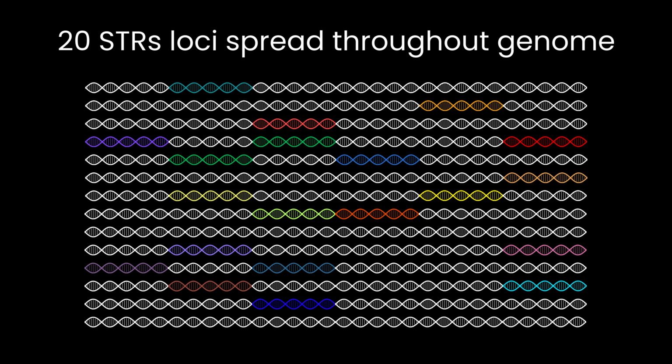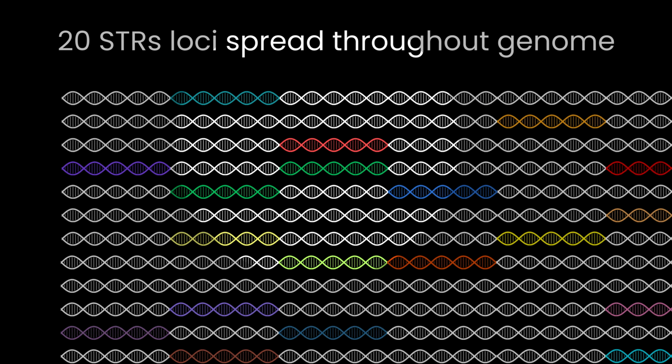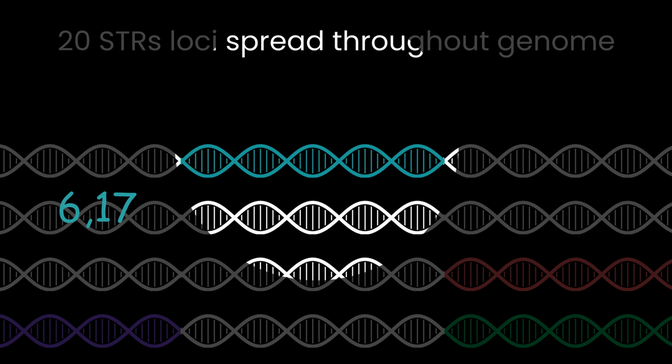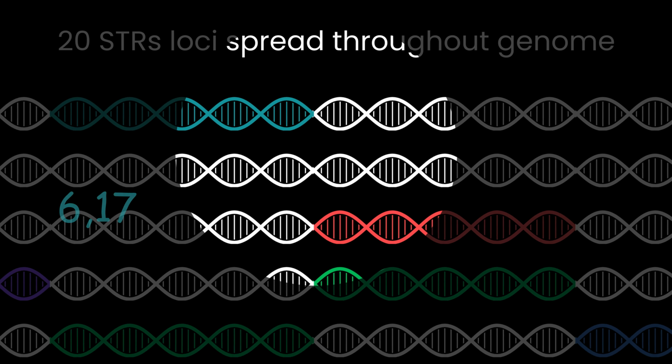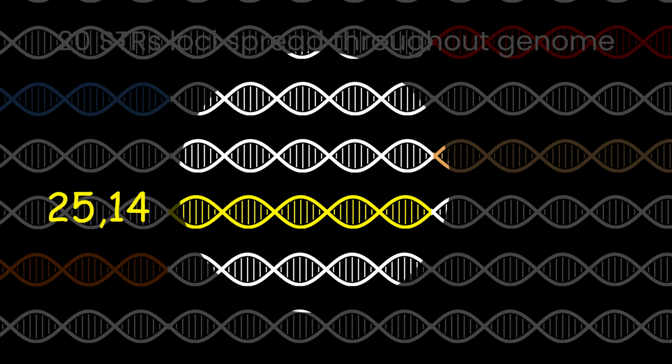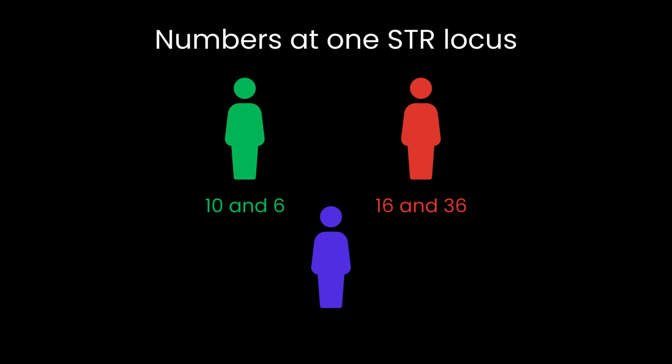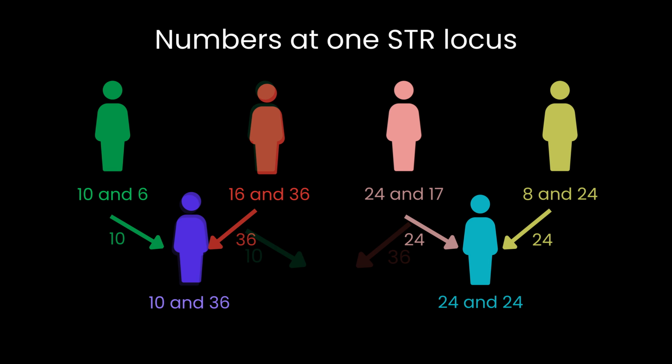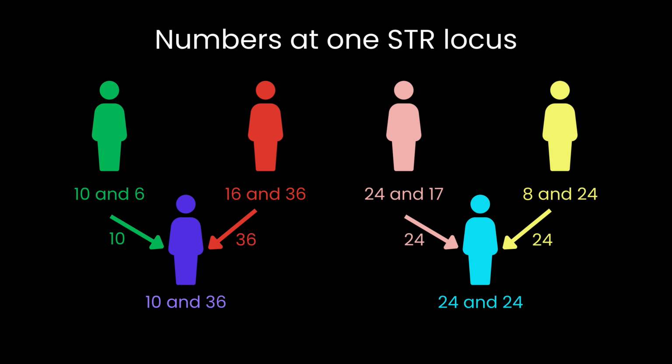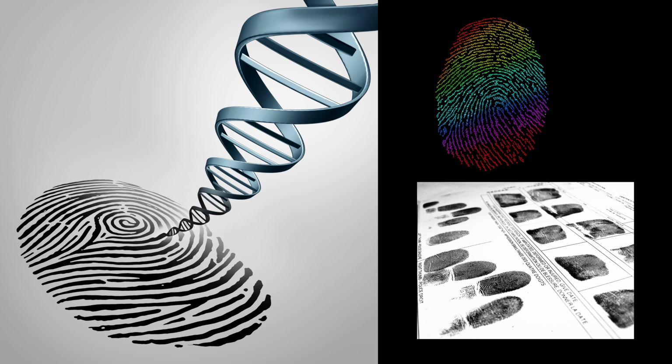Scientists focus on 20 specific locations spread throughout our DNA, called loci, places where STRs are known to vary widely between people. At each location, you have two numbers representing how many repeats you inherited from each parent. For example, at one STR location, you might have inherited 10 repeats from your dad and 36 repeats from your mom. I might have inherited 24 repeats from both my parents. That's also possible. Those repeat numbers for all 20 markers form your DNA fingerprint.